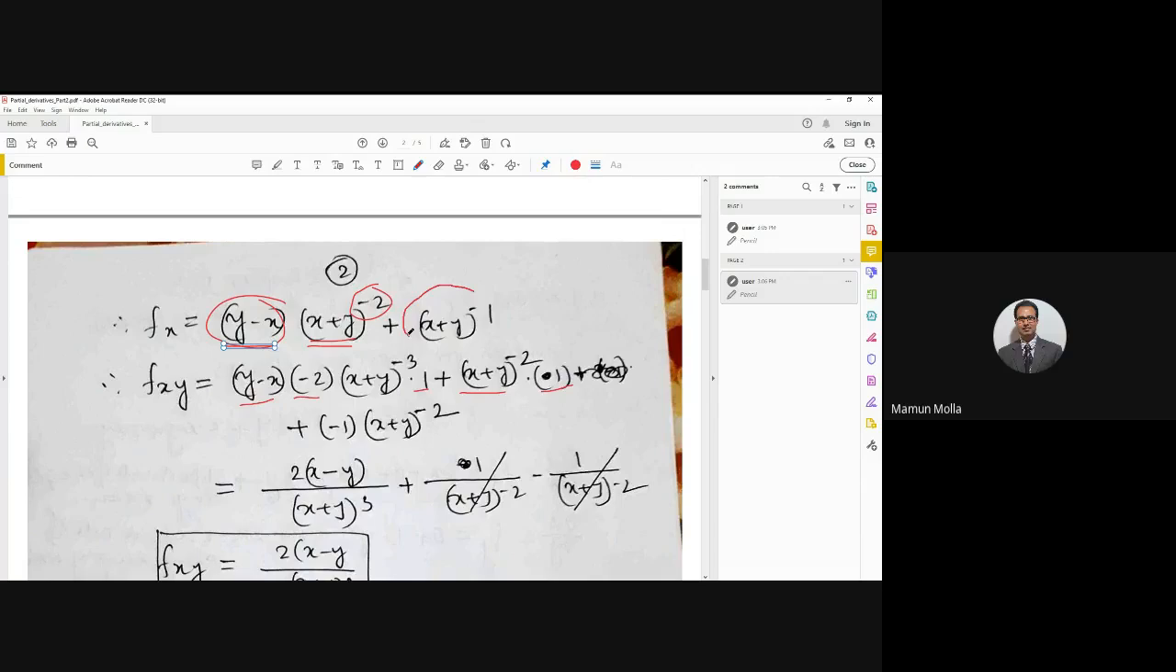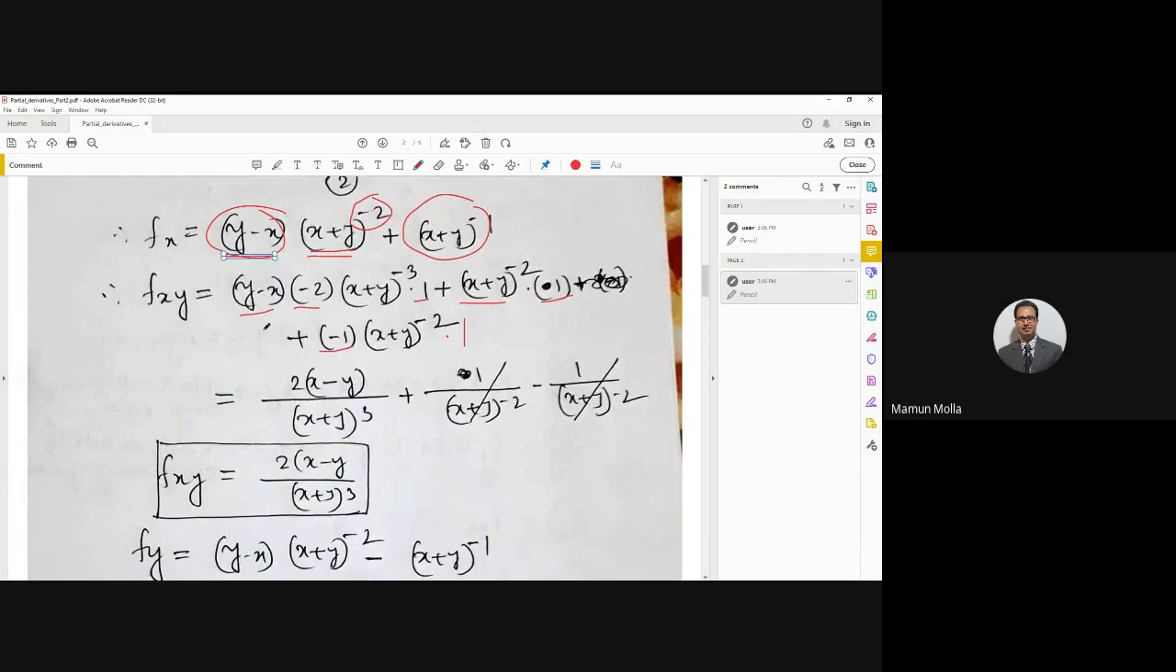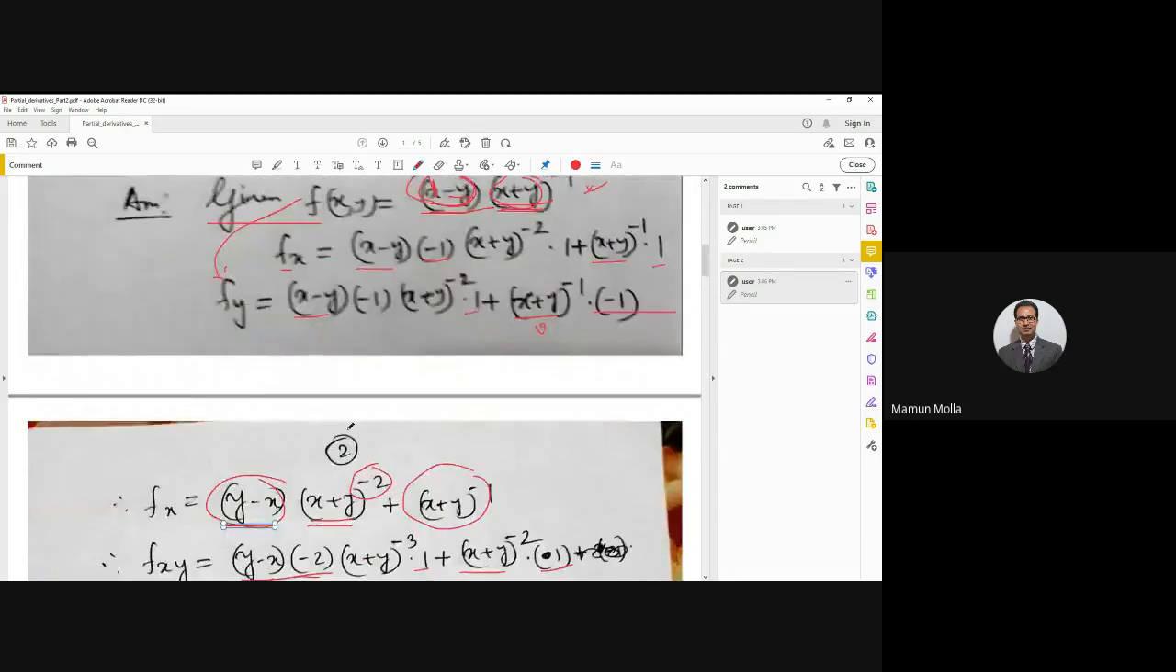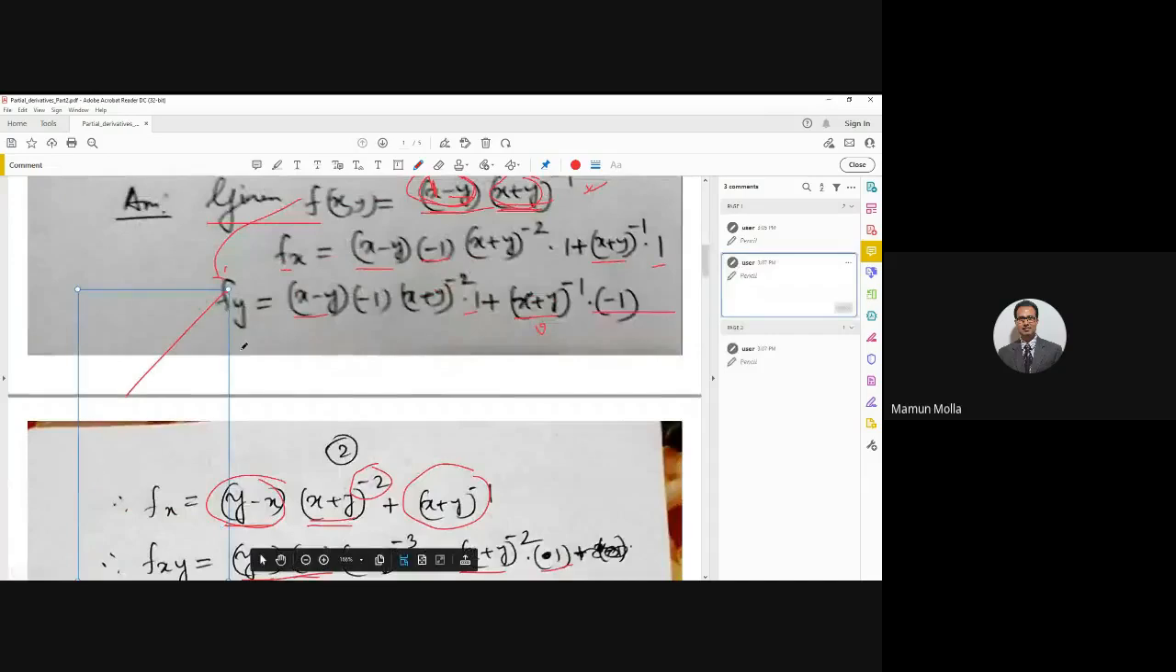Plus this part, no need to apply the UV procedure, simple derivative. Minus 1, power is coming here, x plus y minus 1. If you take the derivative with respect to y, then you are getting only 1. Now simplification. This portion giving you this term, this portion and this portion, the same part, cancel, you are getting this result. This is your fxy. And from this part, you have a fy.